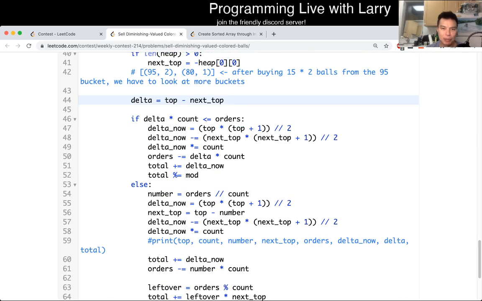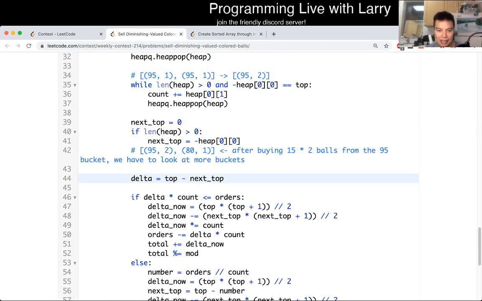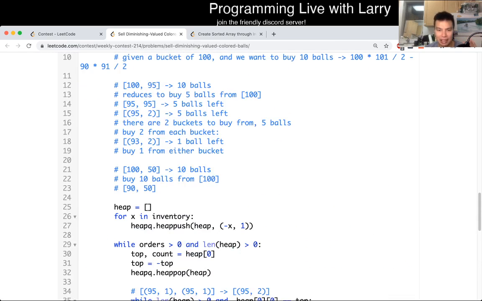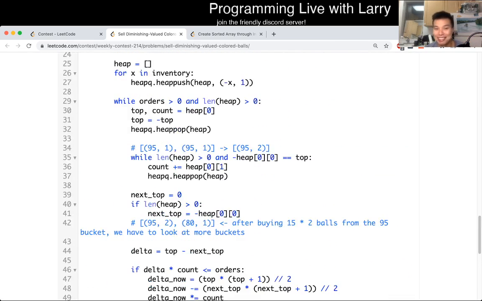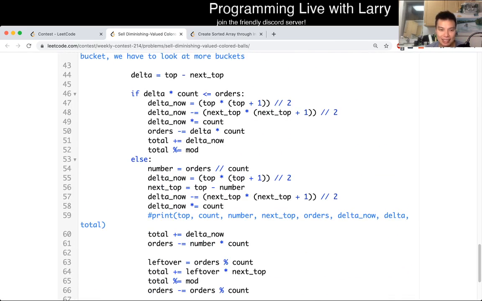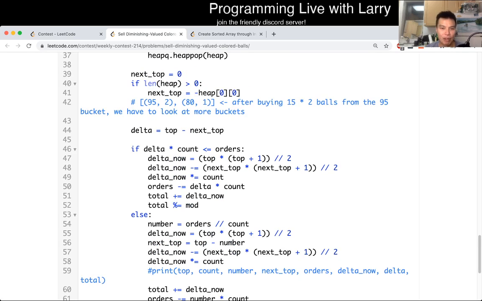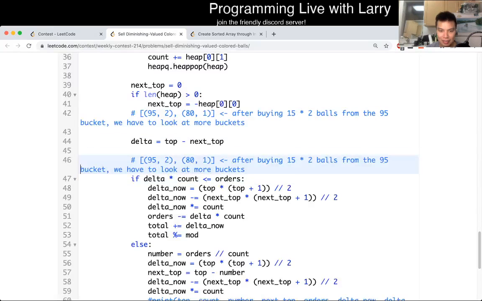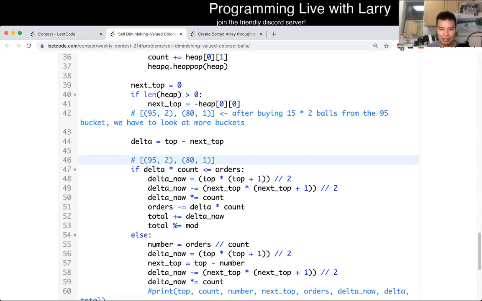I'm going to go over it briefly, but if you have trouble understanding this part, maybe rewind a little bit, because I do explain it here fully, I hope. If not, just let me know, ask me questions. But basically, this is the case where orders is way big. So let's say we have 100 orders, so we can buy them all.